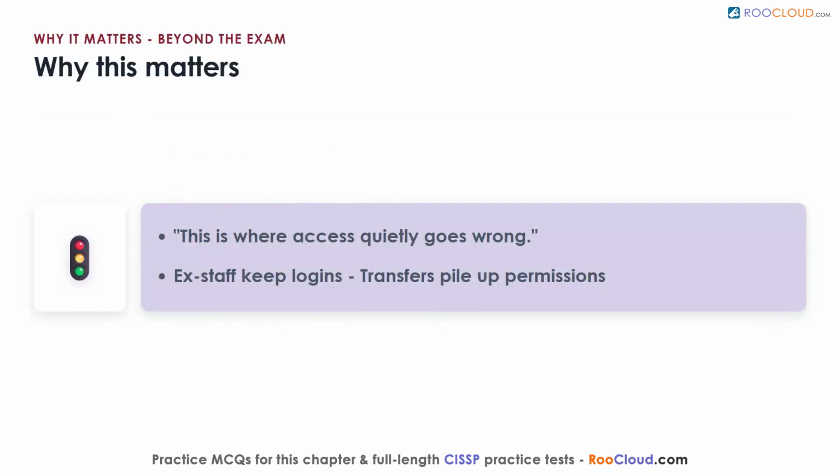Why does this matter beyond the exam? Because accounts are where access quietly goes wrong over time. Picture a fast-growing retailer hiring, transferring, and losing staff every week. Without a disciplined life cycle, ex-employees keep active logins, transferred staff pile up permissions, and nobody notices until an audit or a breach. Managing this life cycle well is unglamorous, but it is exactly where real-world access control lives or dies.